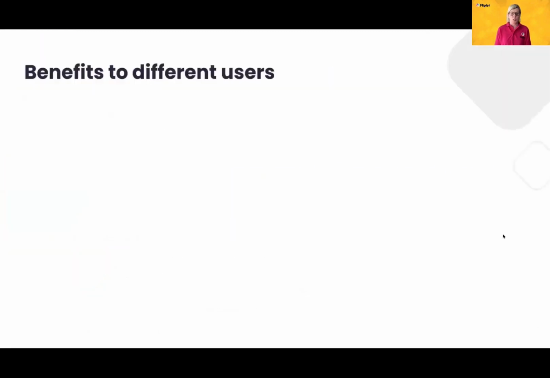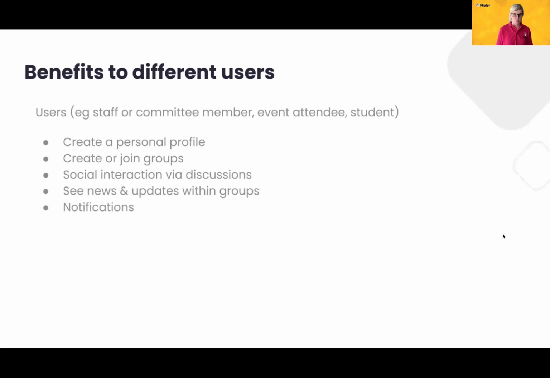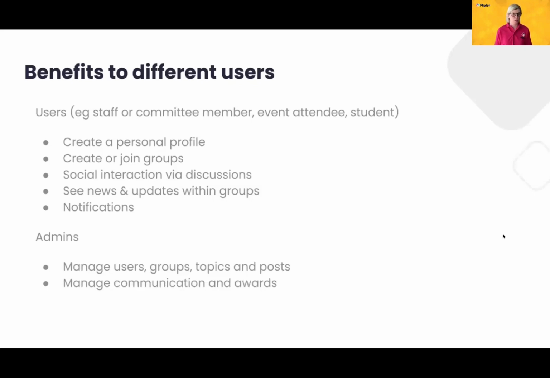So who can get the most out of the solution? Well, users, so that's staff or committee members, event attendees, or students. They can create a personal profile. They can go in and create or join the groups that they're interested in. There's lots of social interaction, as you would expect from a community app, via discussions. They can see news and updates within groups and receive notifications, and then admins can manage users, groups, topics, and posts, and also manage communication and awards.